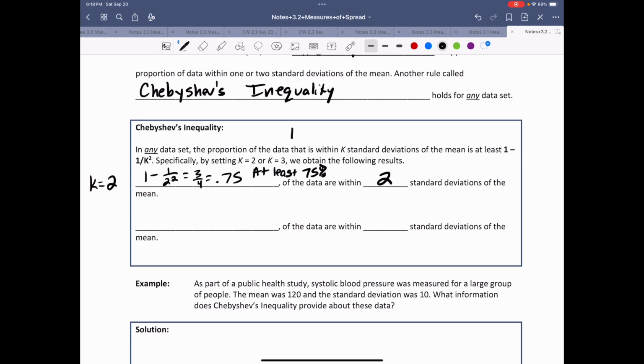And if you look at your formula, notice it did not start at 1, because if you put in 1 for k, you get 0, and that doesn't tell you anything. Now, if I put in 3, I'm going to do 1 minus 1 over 3 squared, which is 1 minus 1/9. You can type it just like that on the calculator, which is 8/9, or 0.8 repeating. And then here's what this is going to say. At least, most of the time it rounds to 88.9, 88.9% of the data are within 3 standard deviations of the mean.